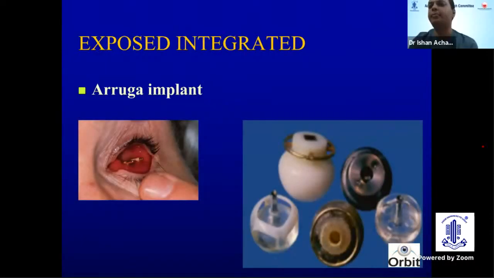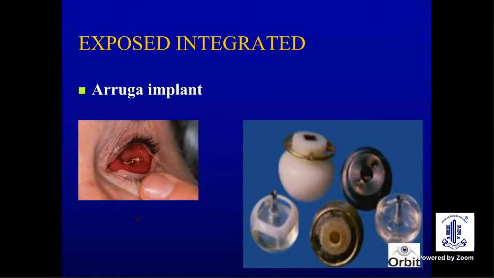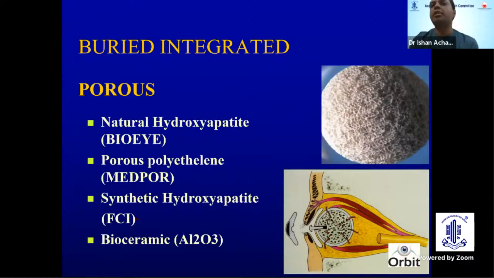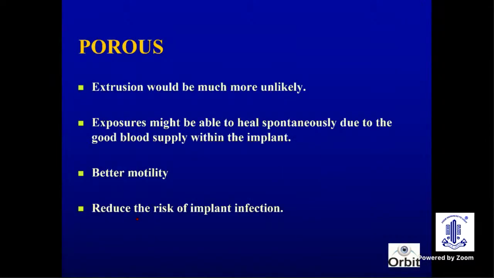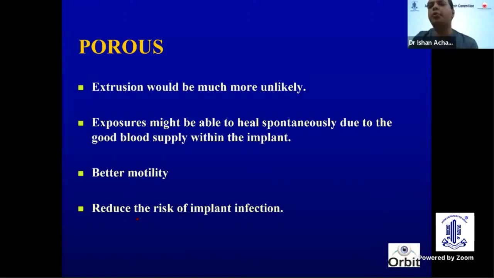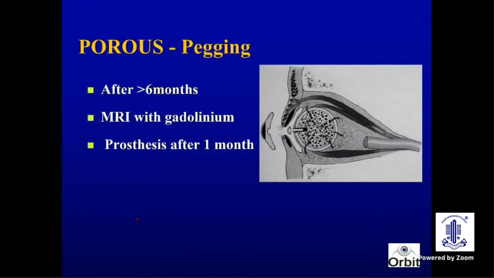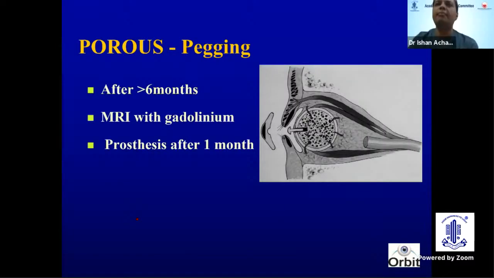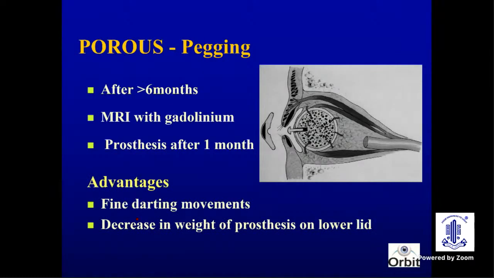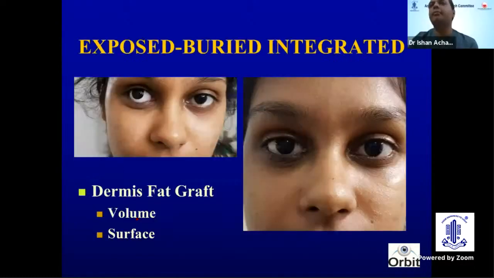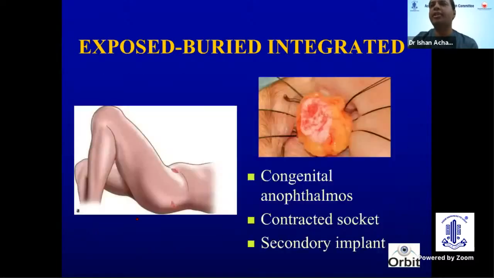There are exposed integrated implants, where some part of the implant is inside the conjunctiva in the socket, and some part is exposed. Porous implants are natural hydroxyapatite implant, porous polyethylene, synthetic hydroxyapatite implant, and bioceramic. They were introduced to avoid extrusion and exposure, to provide better motility, and to reduce the risk of implant infection, but none are proven definitely. You require pegging to provide better implant movements. And one is the buried integrated implant like dermis fat graft, which provides volume and surface both.